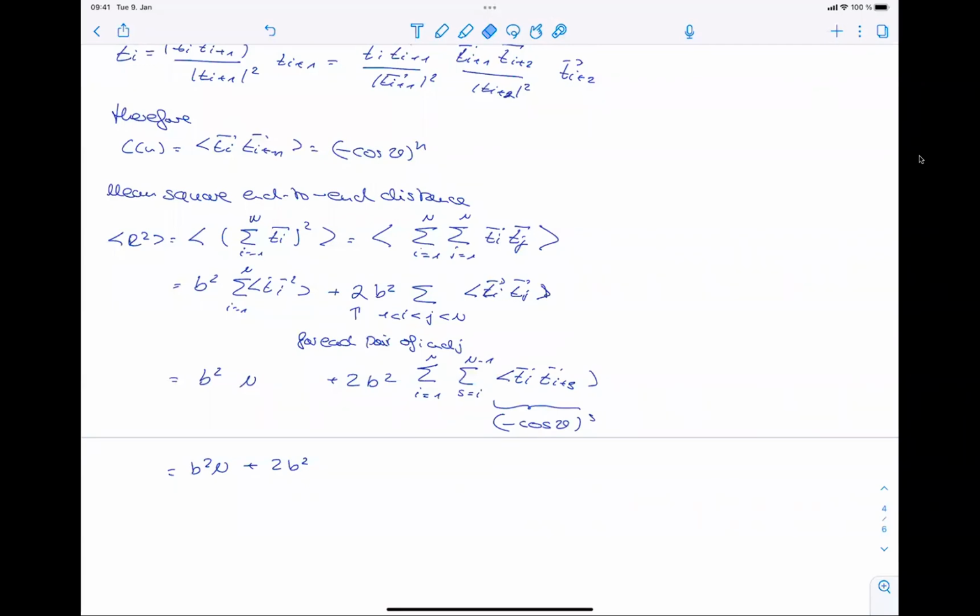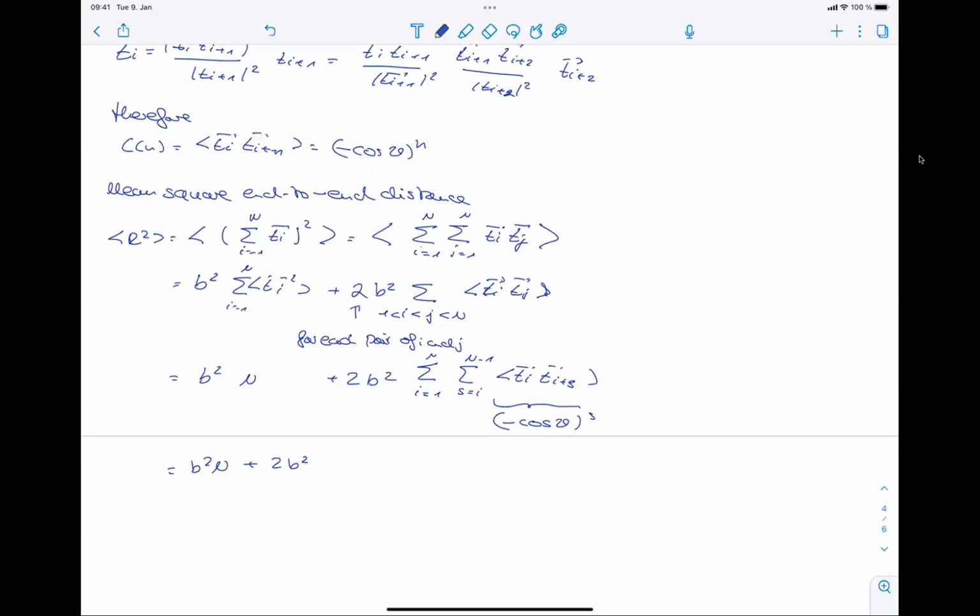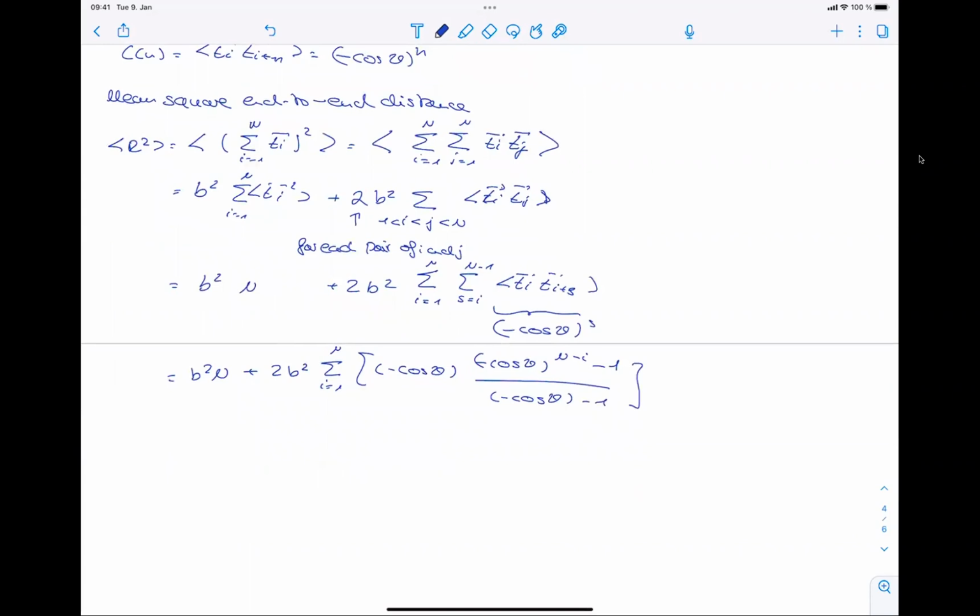We can evaluate this geometric sum over s. Just copy down the 1 and n. Going to have a lot of geometric sums, by the way, if you want to make yourself familiar with them again. So that's minus cos theta to the 2n minus I minus 1 over minus cos theta minus 1. And then also putting those two terms apart, we can take out this term.